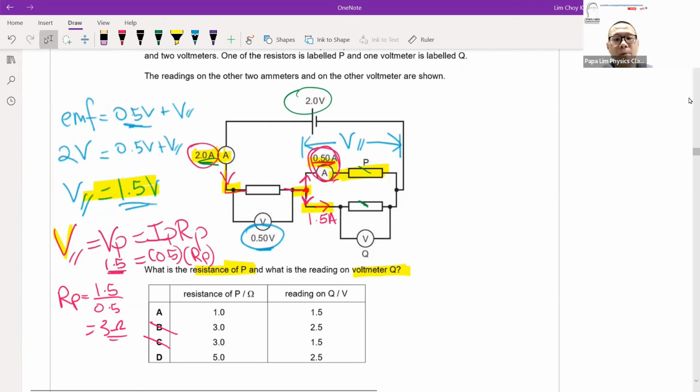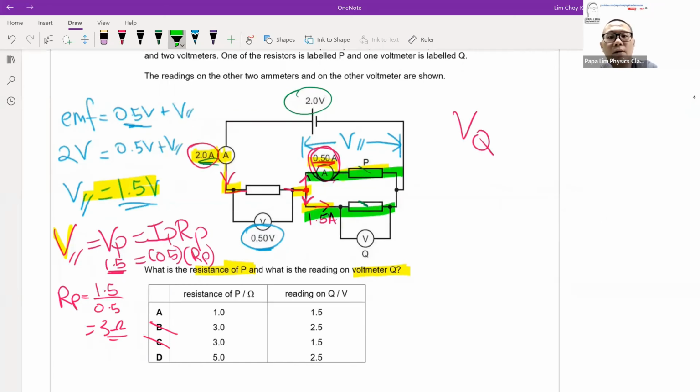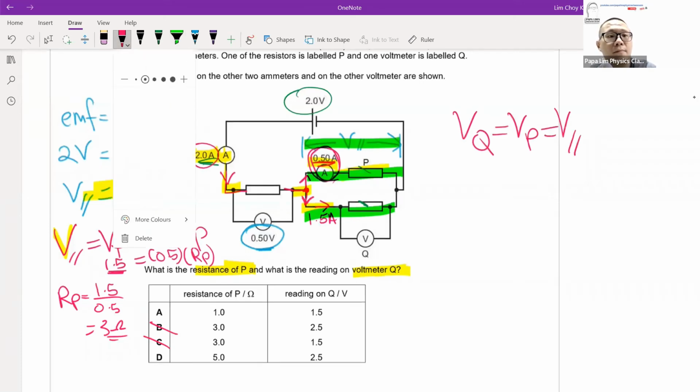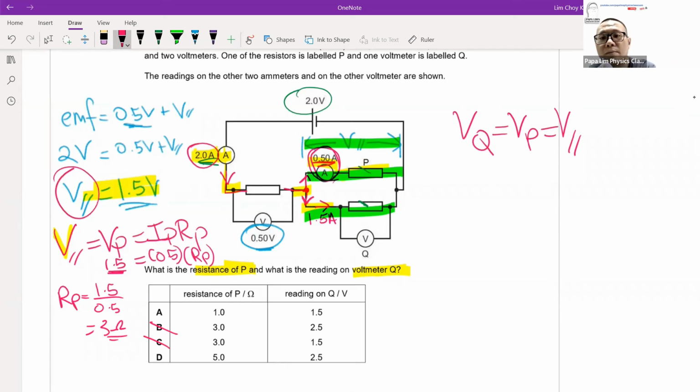So now we look at the next part, the reading on Q. Now, potential difference of Q, because these two branches are in parallel, the potential difference of P and of Q are in parallel with each other, so they will have the same potential difference of V parallel. So the equation will look like this: Vp will be equal to V parallel, which happens to be 1.5 volts. So VQ is actually 1.5 volts, which is here. So the answer will be C.